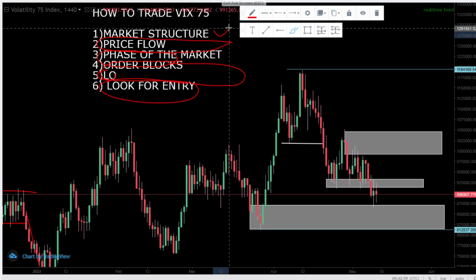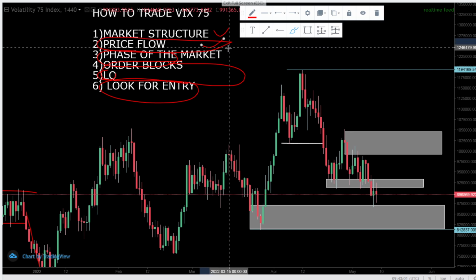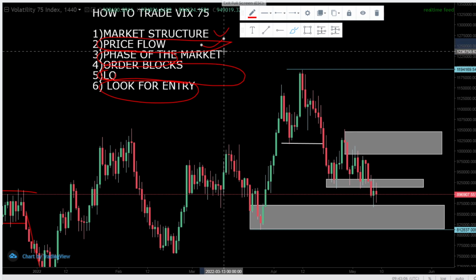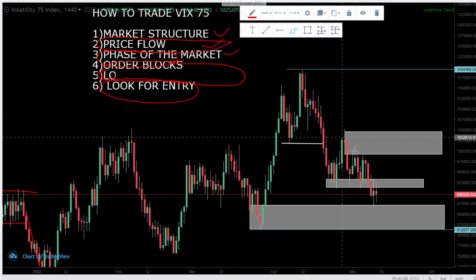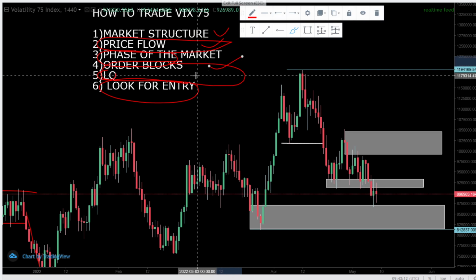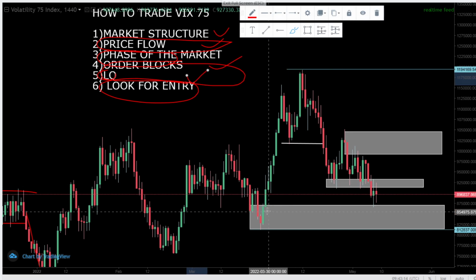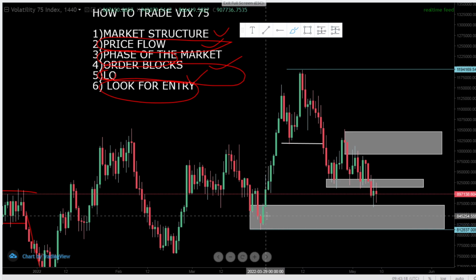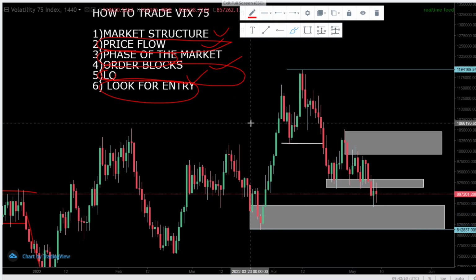We did cover market structure. We did take a look at price flow. We know we are bullish. We know price flow is the retracement phase. We know the phases of the market. We are basically in this descending corrective formation, right? We have our order blocks checked in. We know there's a probability that price can come and grab this liquidity that is laying just down here. And now we're going to take a look for our entry, right?